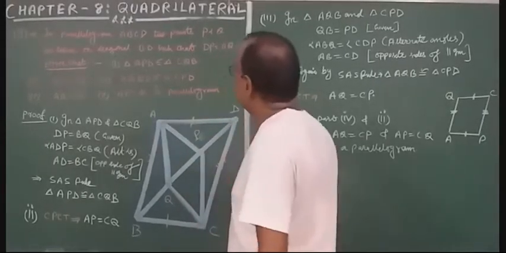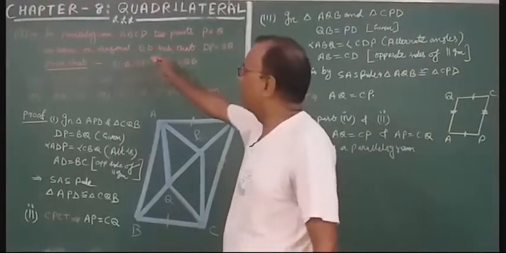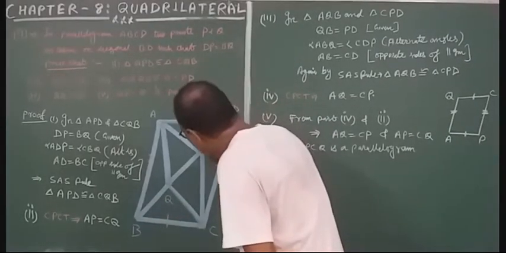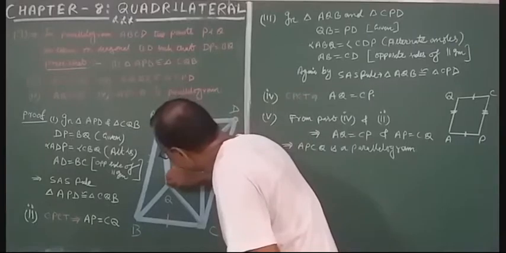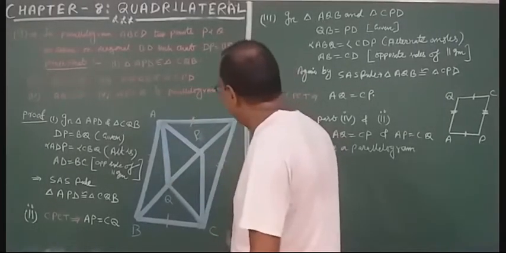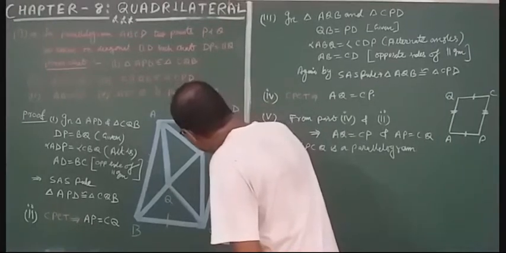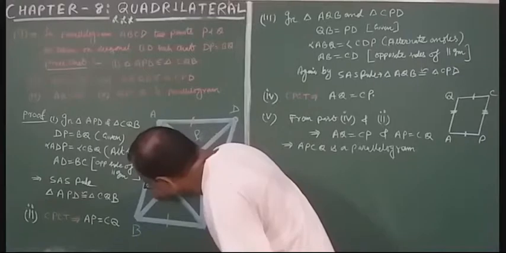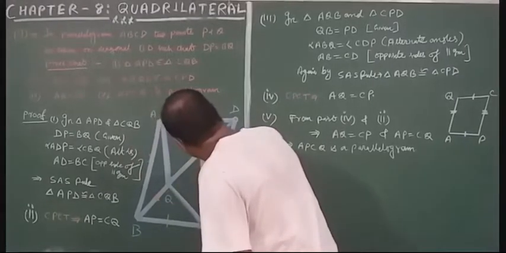Again, it is given that 2 points P and Q are taken on diagonal BD. This is the diagonal BD. These 2 points, P and Q, are taken such that DP is equal to BQ. These two parts are equal.